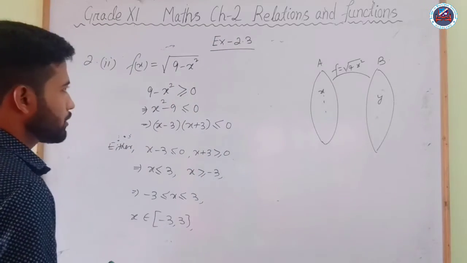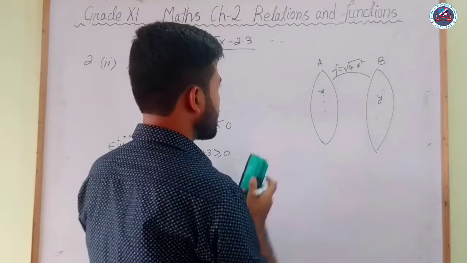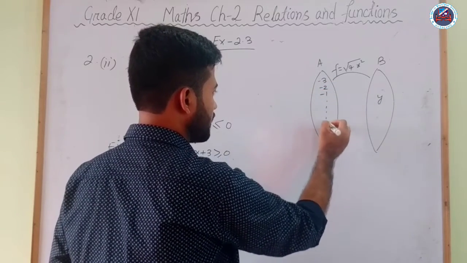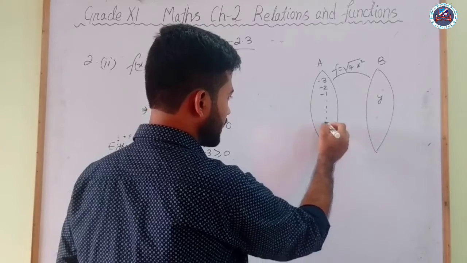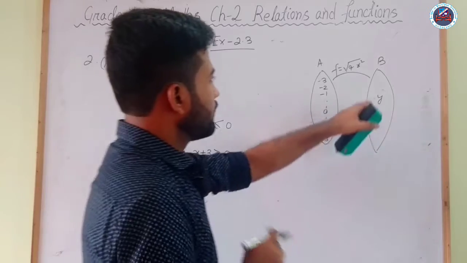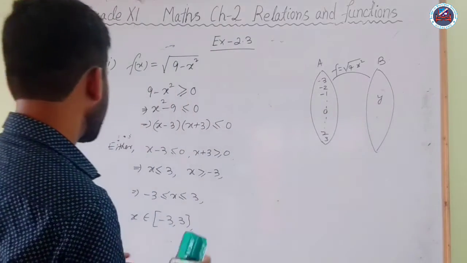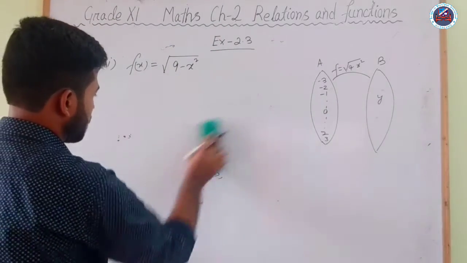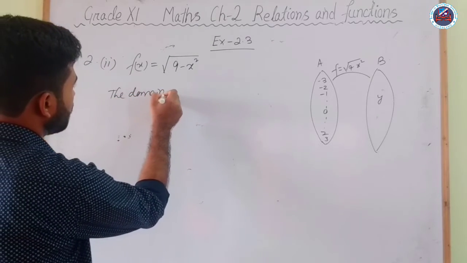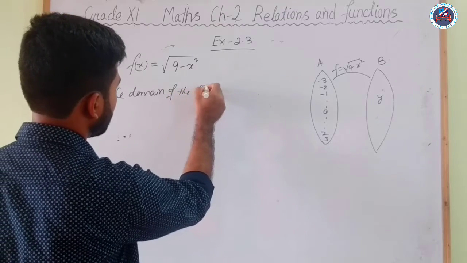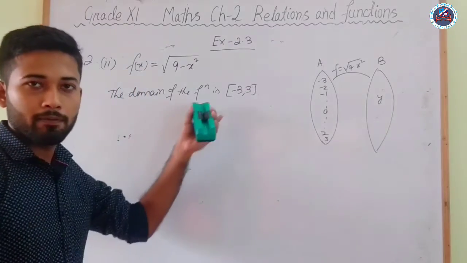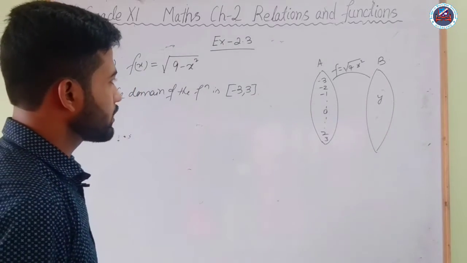Now for the range, what to do? That means we have got all the x's. So what are the x's here? It will start from minus 3, minus 2, minus 1 to 2, 3 and so on, including all the rational and irrational as well. Okay, now we need to find the y. Fine. So what is the domain here? The domain of the function is minus 3 to 3. Already we have calculated this.